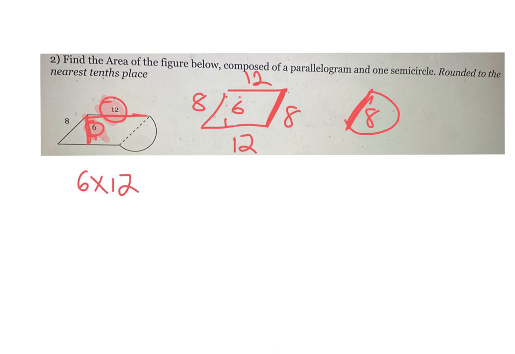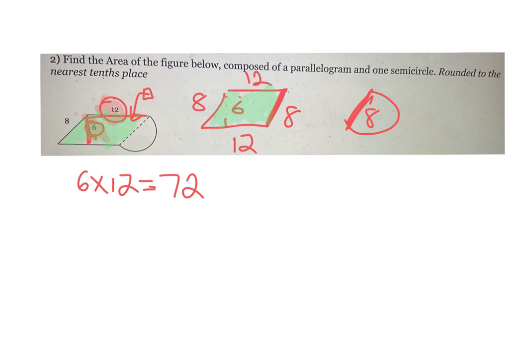So 6 times 12, and that would give us 72. And that's the area of the parallelogram. So if we're looking at this right here, I color it in on the original shape. That's what I find the area of right there, right? How many squares could fit inside of the figure? That's the area value. Apparently 72 could fit inside of there.